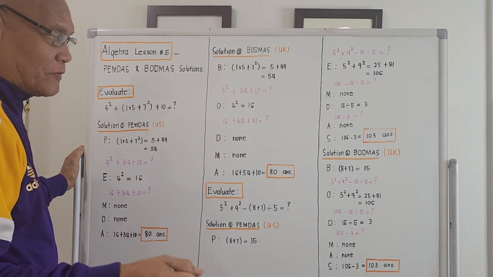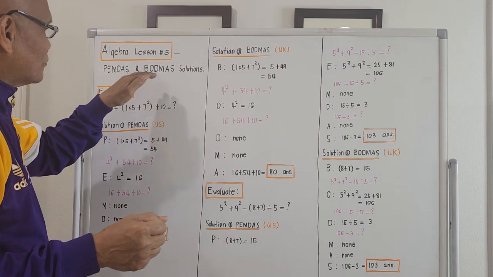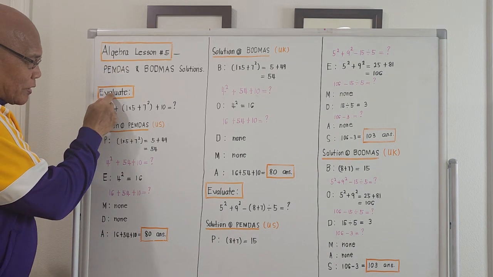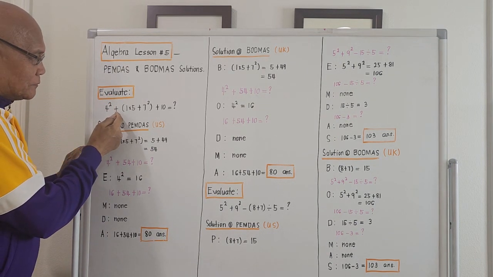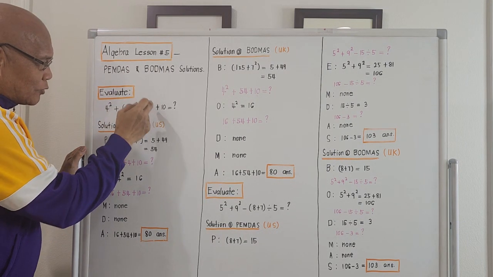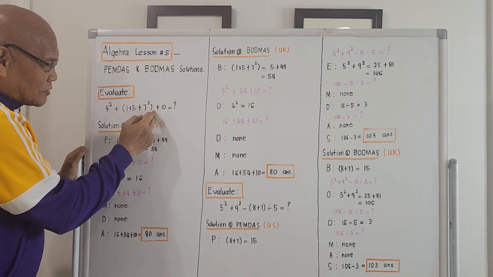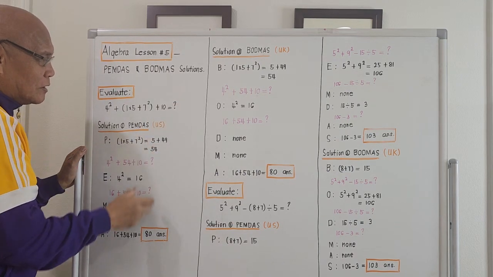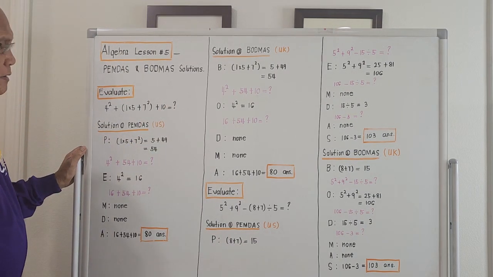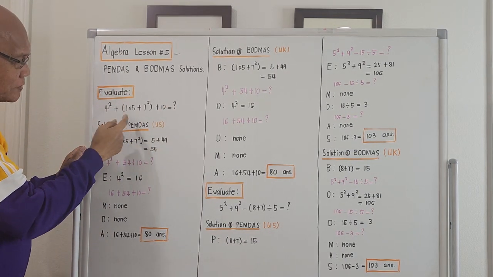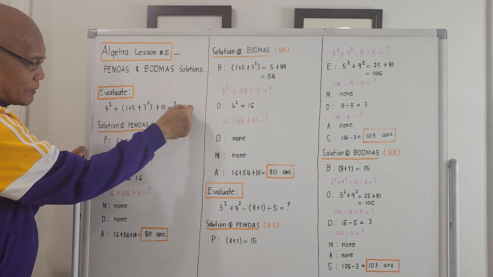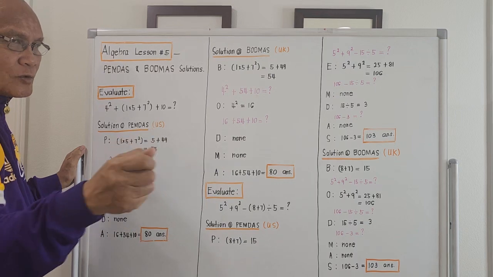This will be problem number 1 for the PEMDAS and BODMAS solutions. Evaluate 4 square plus the quantity 1 times 5 plus 7 square close quantity plus 10 equal to. We are asked to evaluate what will be the value of this one. 4 square plus the quantity 1 times 5 plus 7 square close quantity plus 10 equal to what will be the value. Let's try to bring out the solution.